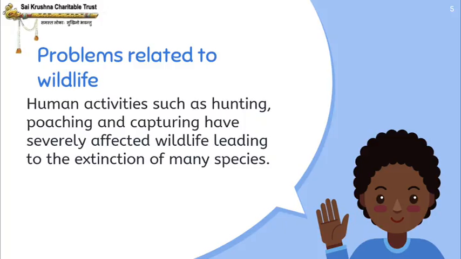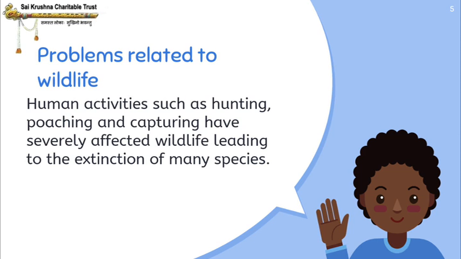So what are the problems which are related to wildlife? Okay, so when there is a use, you get problems also. So human activities such as hunting, poaching and capturing have severely affected wildlife, leading to the extinction of many species. So what do you mean by extinction, children? So extinction refers to the species where it gets dead. Like for example, dinosaurs. So it is no more in our world, right? Because it is an extinct animal. So like that. So when human activities like hunting.